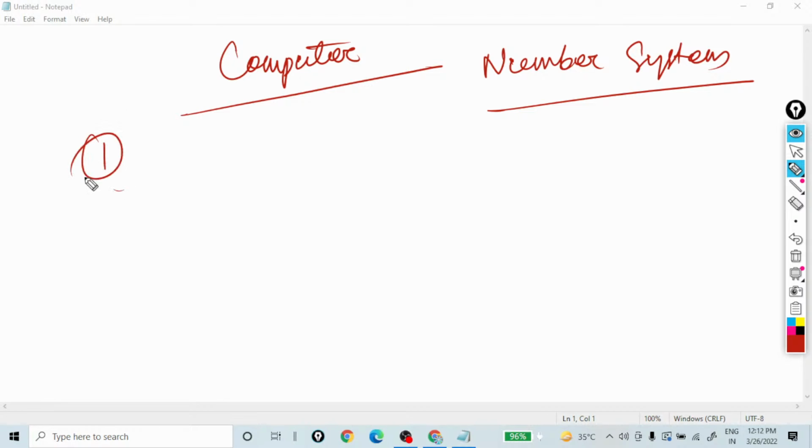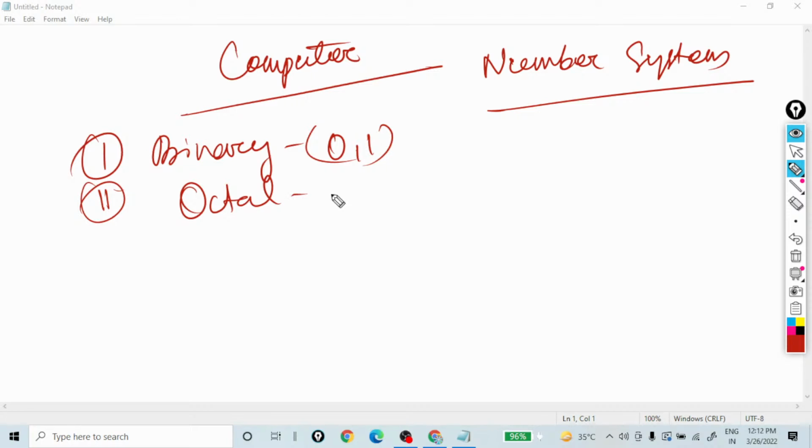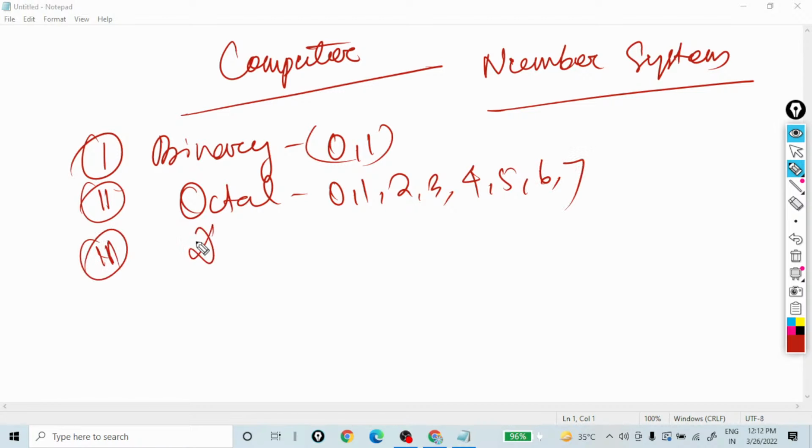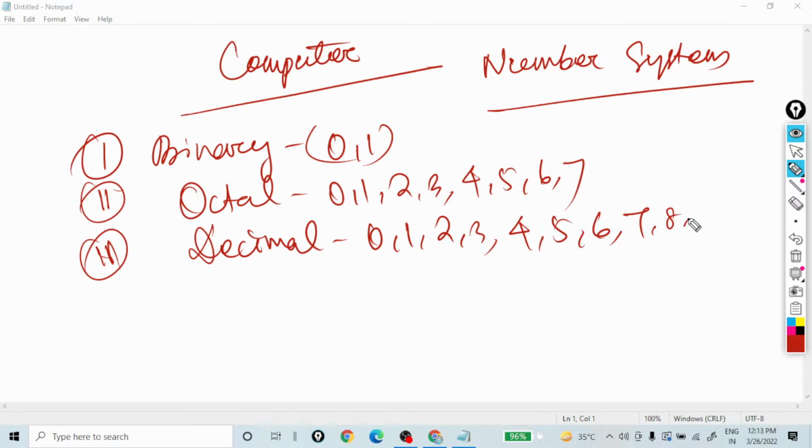So there are 4 types of number system. First is your binary, having a base of 0 and 1. Then octal, that is 0, 1, 2, 3, 4, 5, 6, 7. Then decimal number system, that is 0, 1, 2, 3, 4, 5, 6, 7, 8, 9.